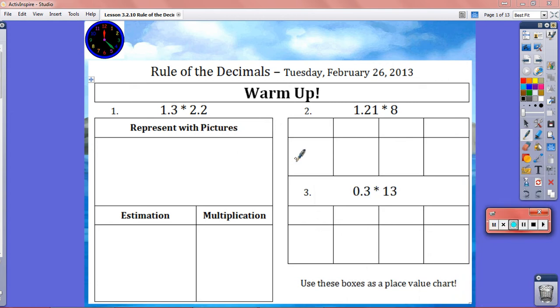This lesson has a very specific goal: to get kids to discover the rule for multiplying decimals. There are a lot of lessons before this that are designed to get kids thinking about the different things that happen when you multiply decimals, the different patterns that happen, and this warm-up shows a couple of those things.